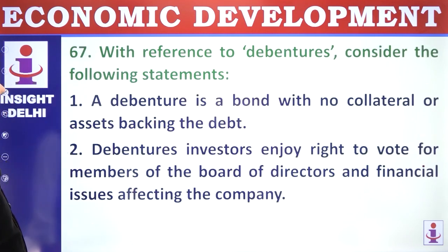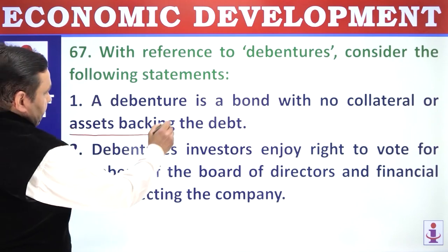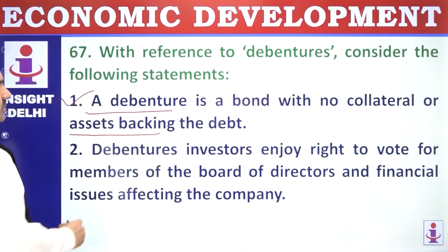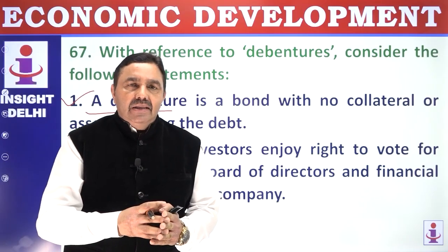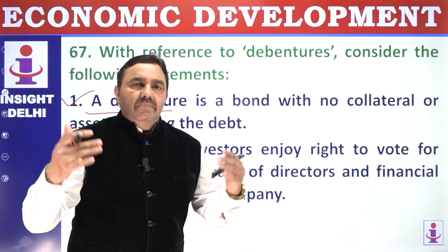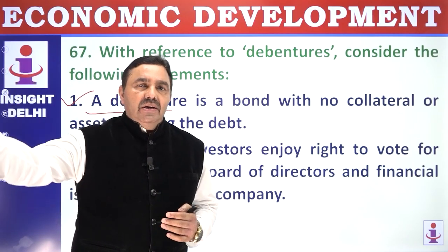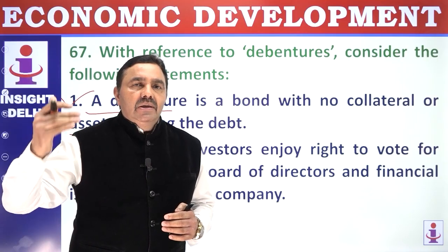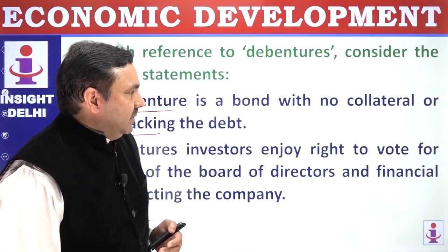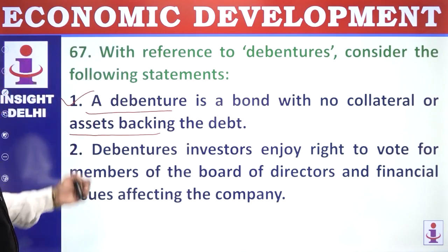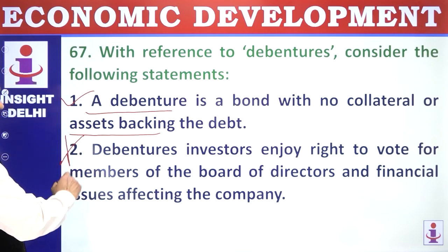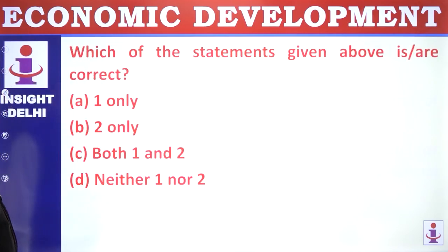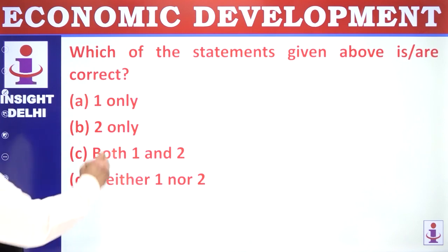With reference to debentures, consider following. A debenture is a bond with no collateral asset backing. Suppose you are investing money in, let's say, Bajaj Finance, and they issue debenture, so you can buy that. It means Bajaj Finance owes you something with interest, but you will not get any share in the company. Debentures, investors enjoy right to vote. They don't have any right to vote. They will get the return that is promised. Only 1.